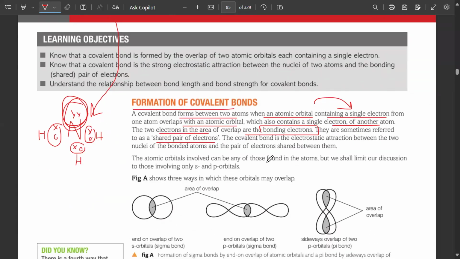Atomic orbitals can be any of those found in the atoms. It depends on which orbital is the outermost shell. Let's say one electronic configuration was 1s2, 2s2, 2p5. Then its outermost orbital is a p1, like this. And let's say the other one was 1s2, 2s1, then the outermost one would be s, like the first one.